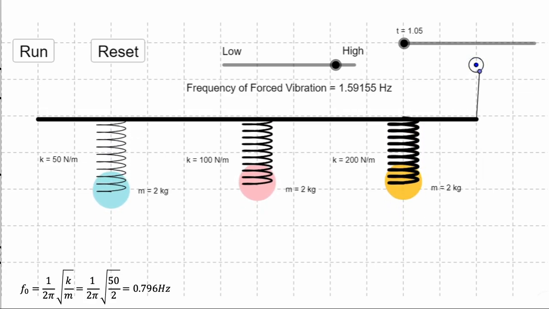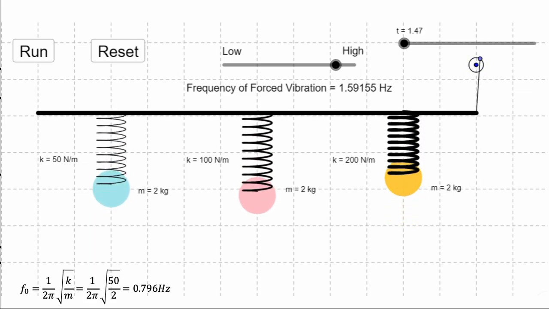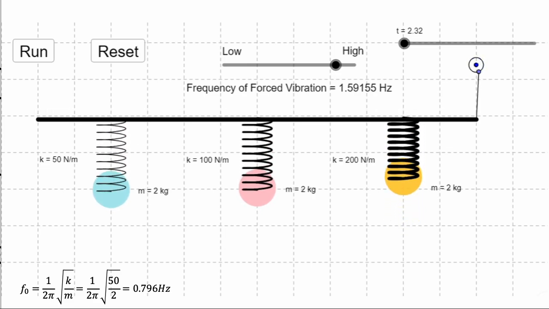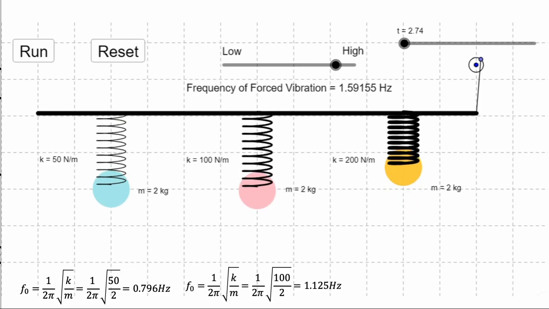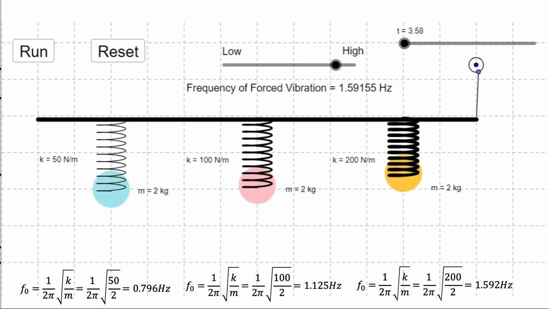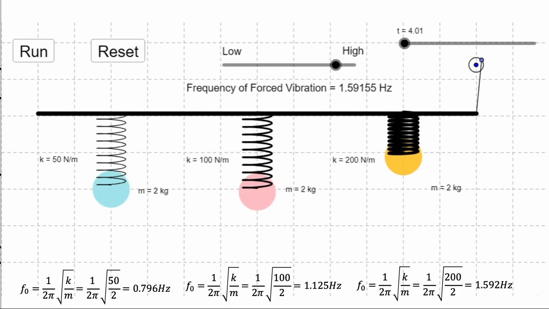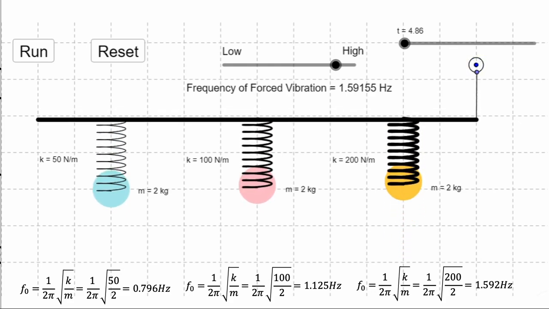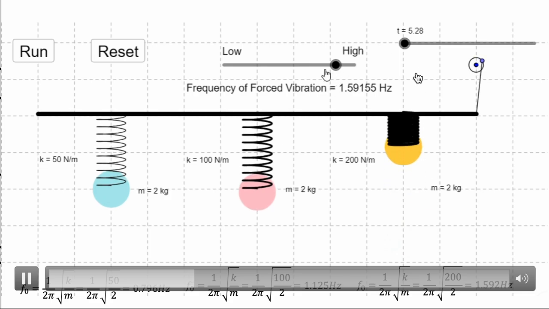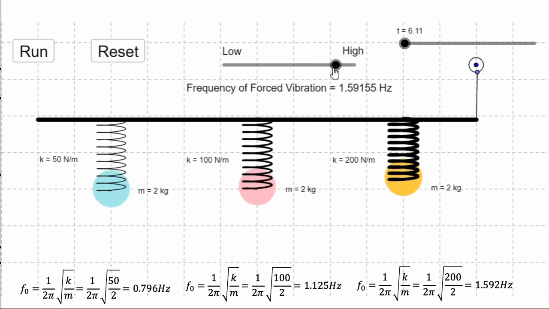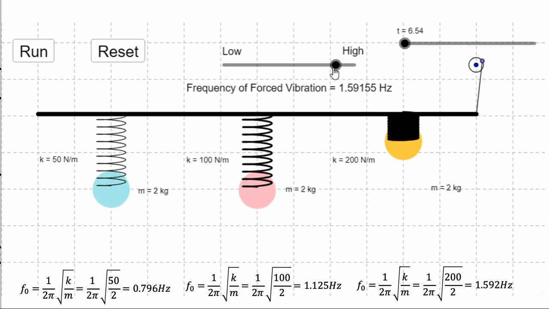So our natural frequency of that left-hand blue mass is going to be 0.796 hertz. Our red one is 1.125 hertz. And our yellow one has got 1.592 hertz. Now, I've chosen these values specifically because if you look at our driving frequency here, my driving frequency is very similar to, almost identical to that of the yellow sphere.